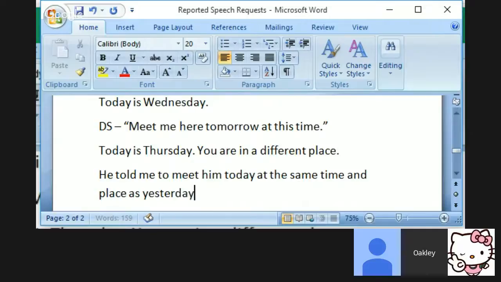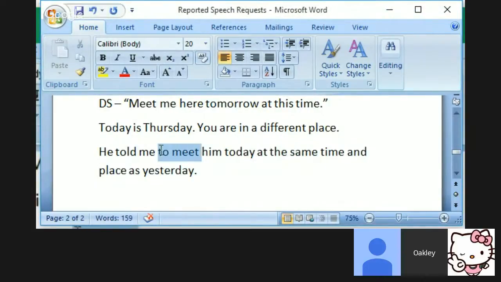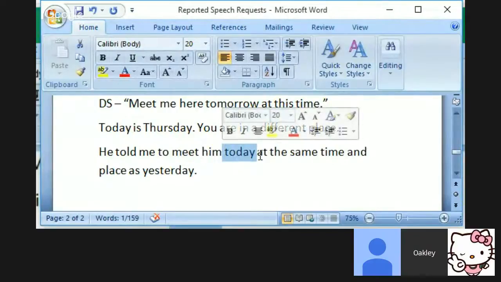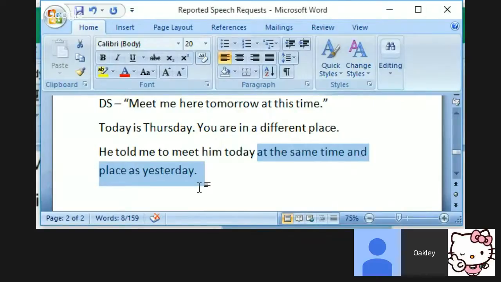You're using a comparative sentence construction. Yes, that's clear. That's perfectly correct. There's nothing wrong with that. He told me to meet him today. Again, it's a request or command, so very good, you're using the infinitive. That is correct. You've got your pronouns right. Shift in time from tomorrow to today. That is correct. And then you have this explaining the prepositional phrases in a comparative statement: same time and place as yesterday.